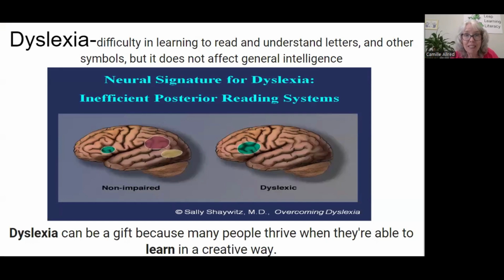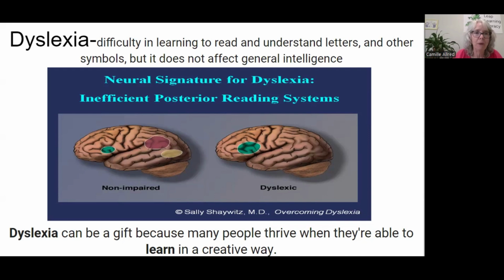Well, let's look at the differences between the brains of somebody who has dyslexia and somebody who doesn't. Let's first of all go over again what dyslexia means. Difficulty in learning to read and understand numbers and other symbols, but it does not affect general intelligence. Dyslexics are incredibly intelligent, and some of the most famous people in our world who have done amazing things are dyslexic. That's the next slide.